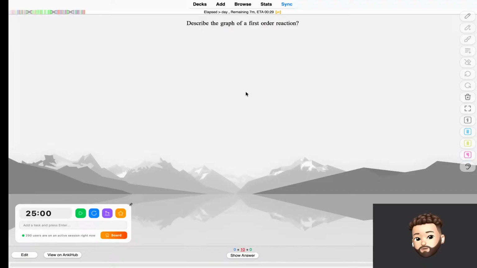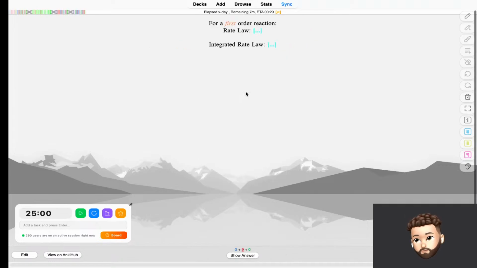For a first order reaction, it's going to be dependent on the concentration of one reactant, and as the concentration of that reactant decreases, the more slowly it becomes consumed. The rate is r equals k[A]. The natural log of A is equal to the natural log of A naught minus kt.